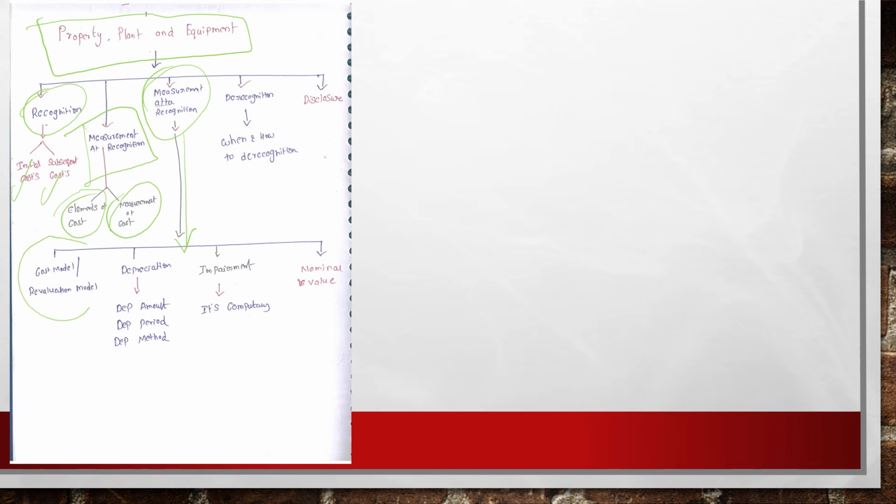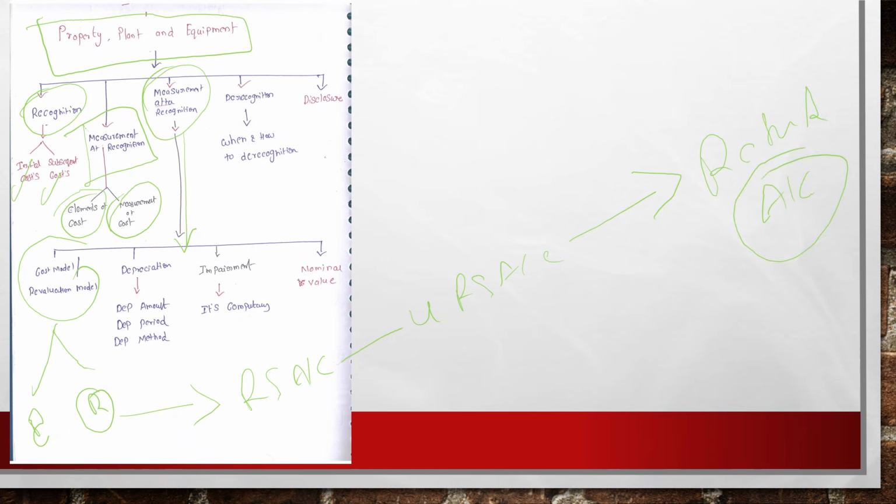In that we have completed the cost model and the revaluation model, and in the revaluation model also how to account that revaluation surplus account, how to utilize that revaluation surplus account, and how to transfer that revaluation surplus account to retained earnings account. Now we will complete depreciation, impairment and all, and then the derecognition, disposal.